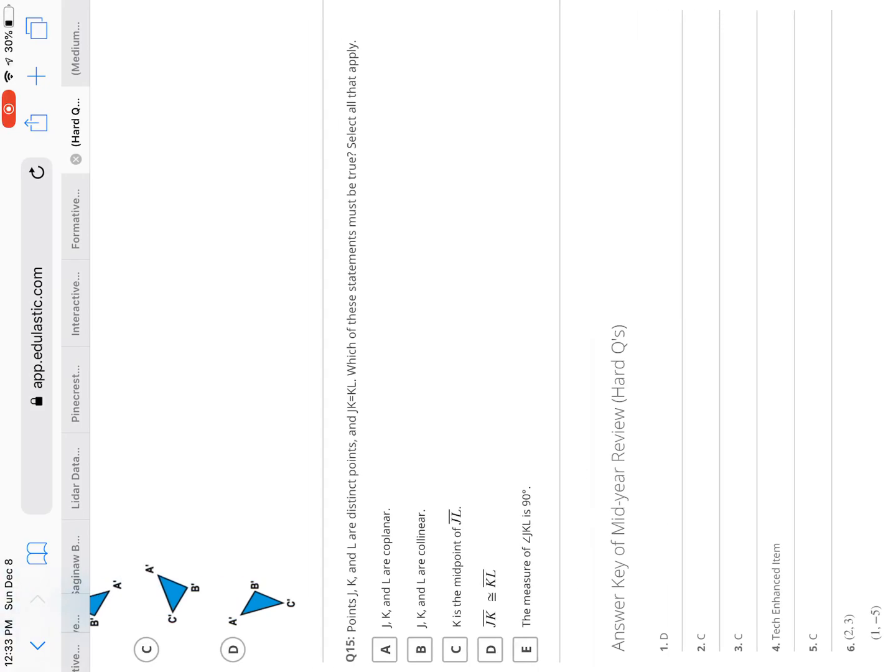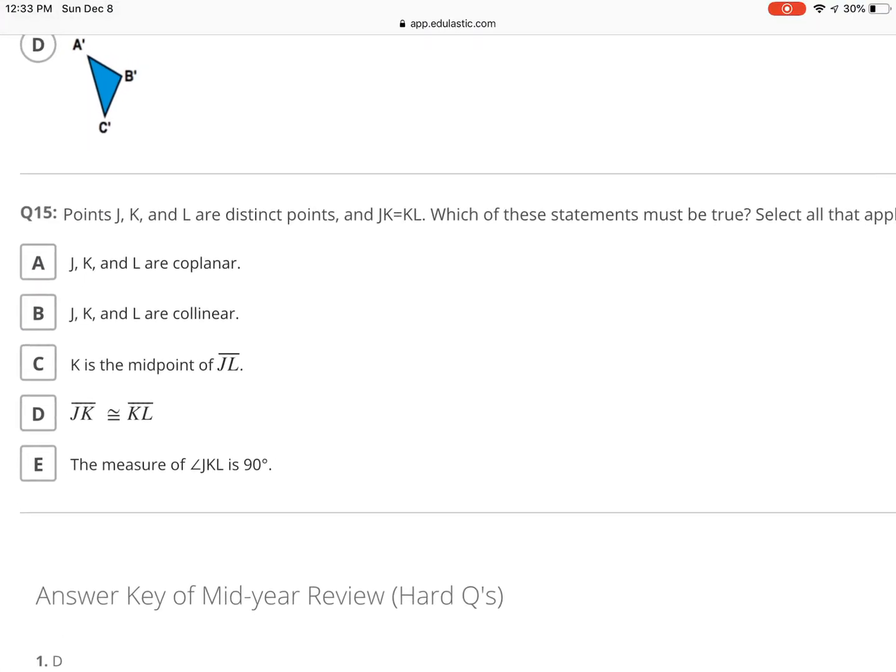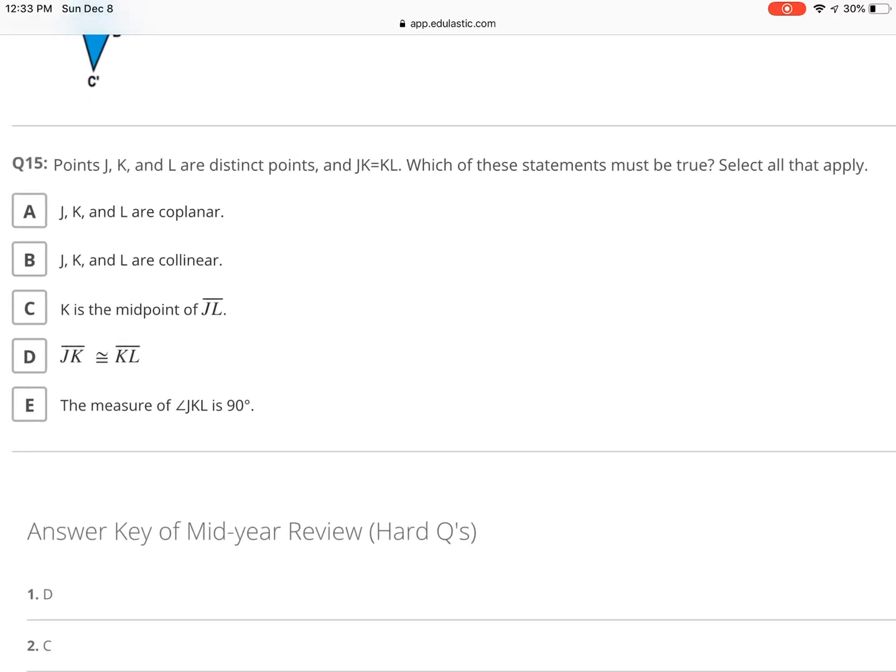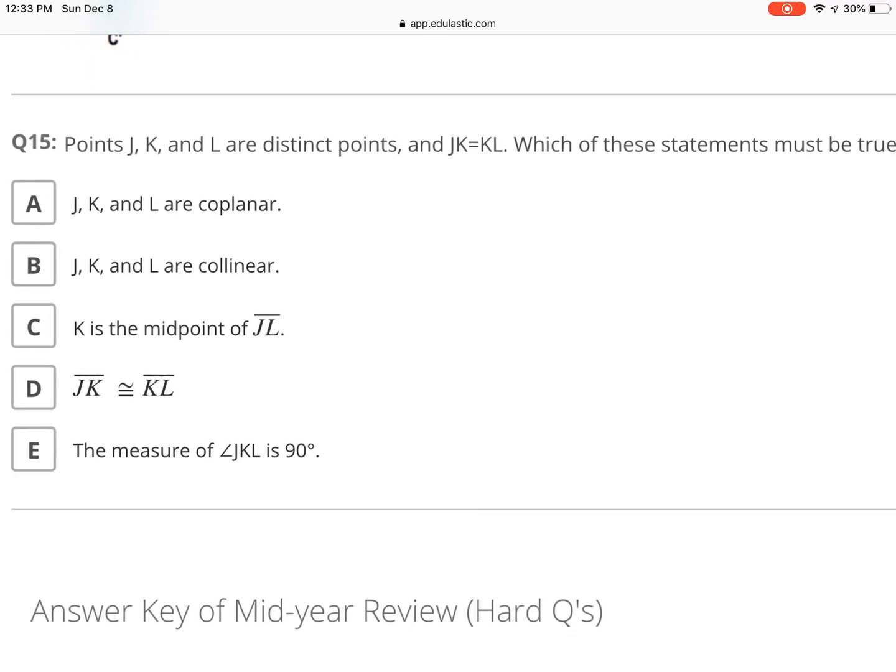Last one. Not that easy. So we have to select all that apply. I'm just going to cut that off.